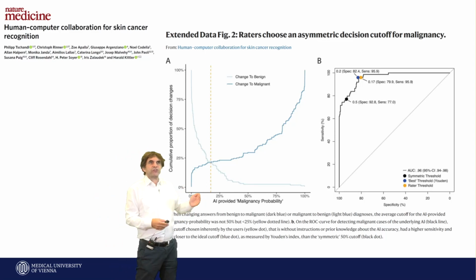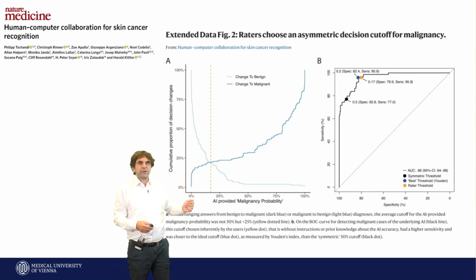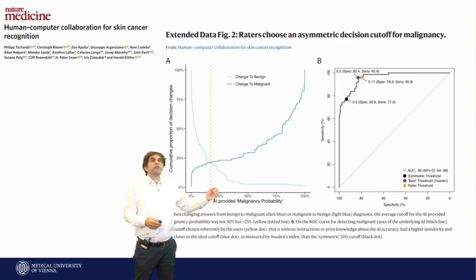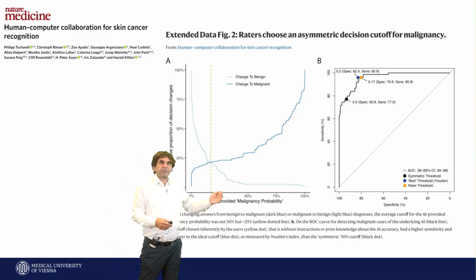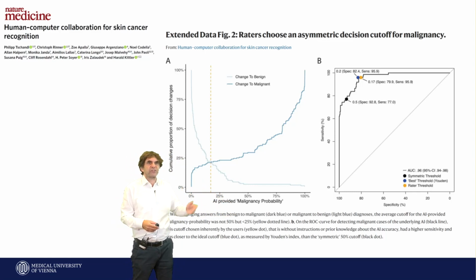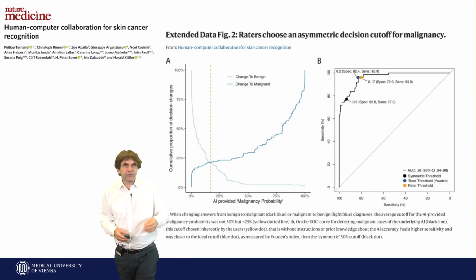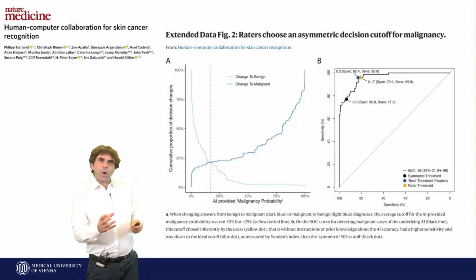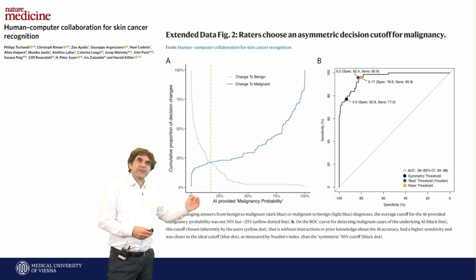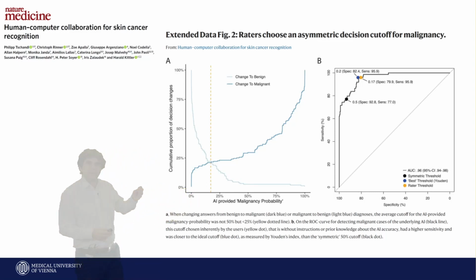So they don't choose a symmetric cutoff, this would be 50% probability of malignancy, to decide to biopsy a lesion. They choose a lower threshold, which is about 70%, 17%, which means that if the probability is only 70%, they decide that the lesion should be biopsied. This is an asymmetric cutoff.